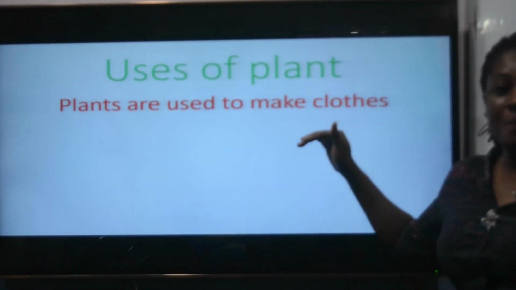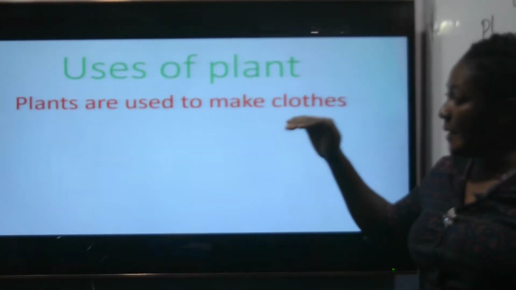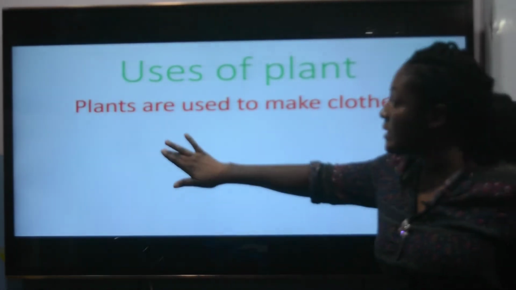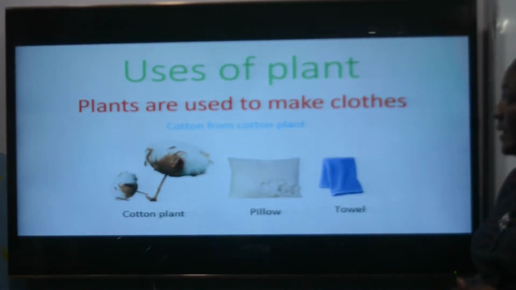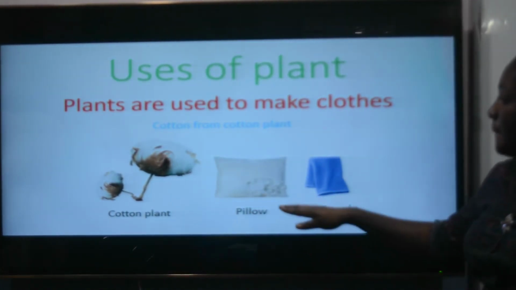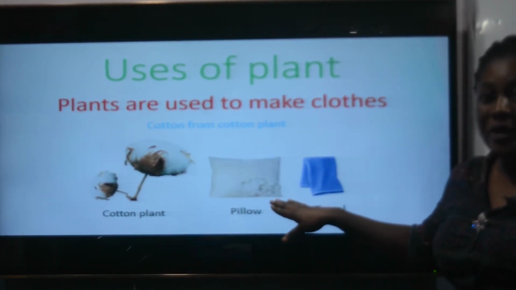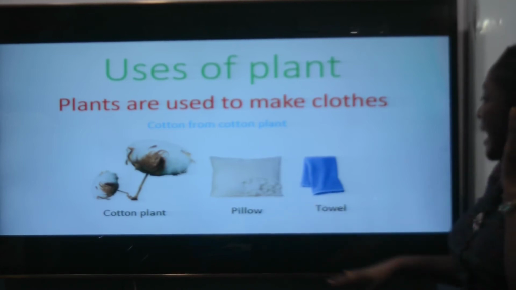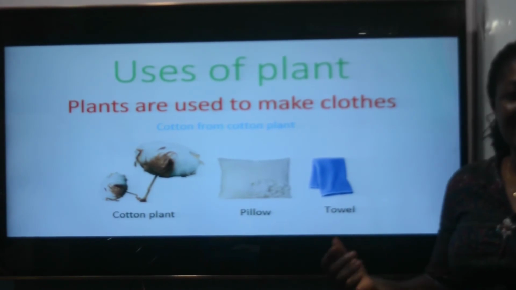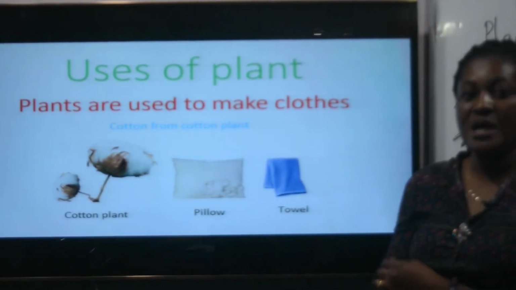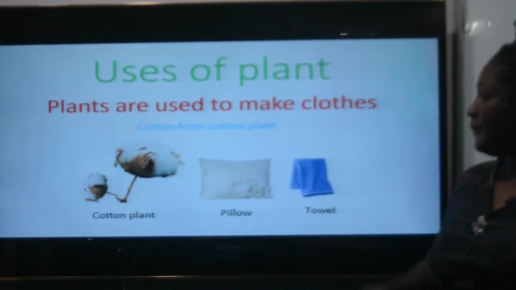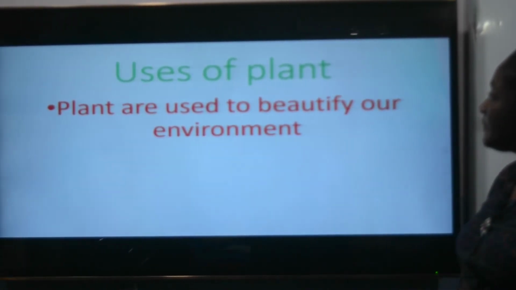Plants are used to make cloth. We have some plants like the cotton plant. It is used to make pillow. Do you know pillow? The one that you put your head on. And then towel. Some are used to make cloth and even some dresses. So cotton plants are used to make cloth. Now let's go to the next one.